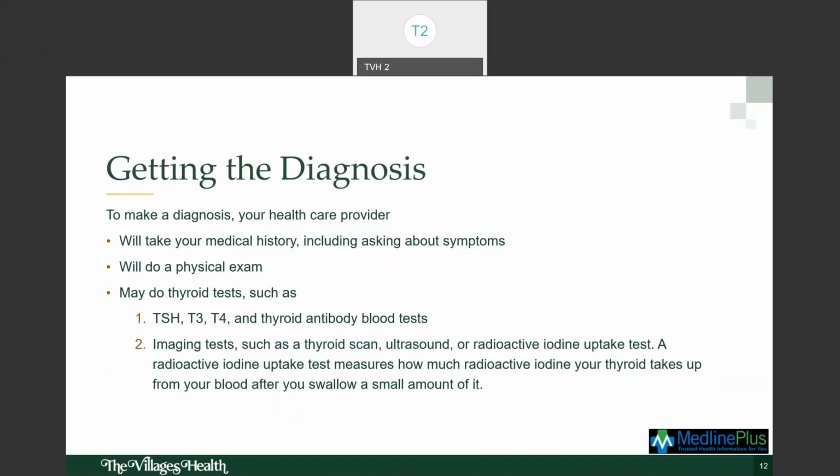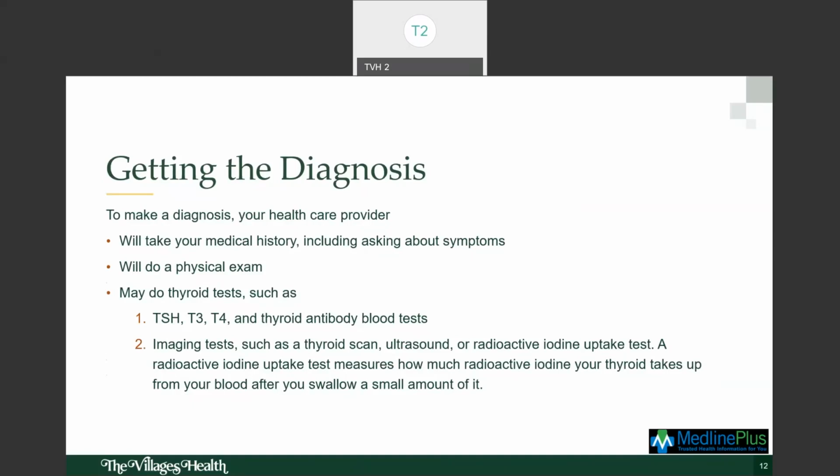These are all non-fasting, so they can really be done at any time of the day. But if this is a possibility, they may order an ultrasound so they can get the actual measurements of your thyroid gland. They may do a thyroid scan or even a radioactive iodine uptake test to see exactly how your thyroid gland is performing.